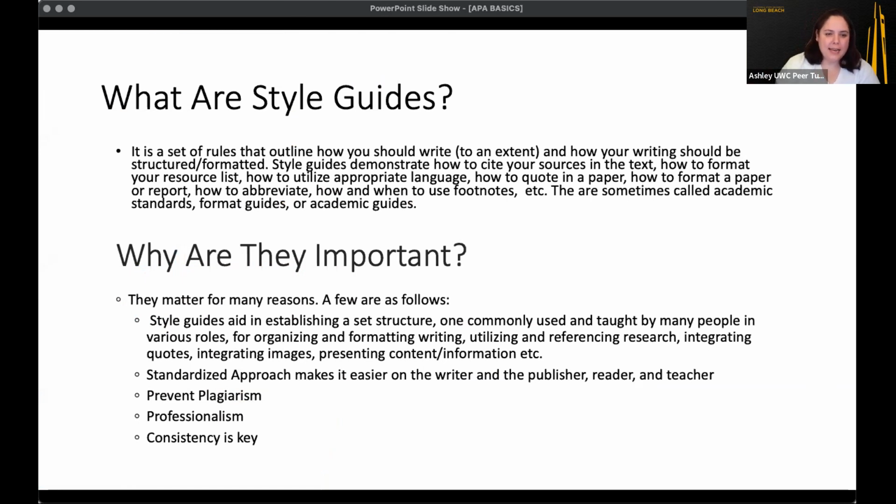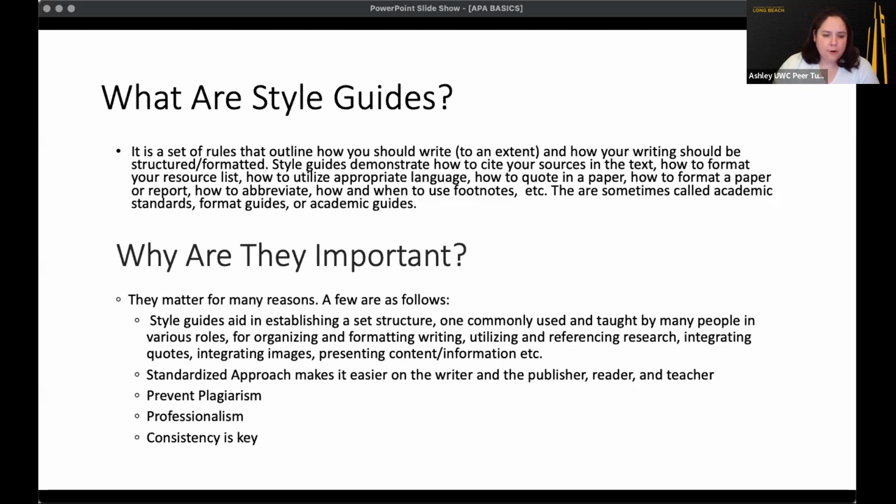All right, so with that, what are style guides? It's pretty much a set of rules that outline how you should write to an extent, and how your writing should be structured and formatted. Style guides demonstrate how to cite your sources in text, how to format your resource list, how to utilize appropriate language, how to quote in a paper, how to format a paper or report, how to abbreviate, how and when to use footnotes, etc. They are sometimes called academic standards because they're mostly used in the academic setting.